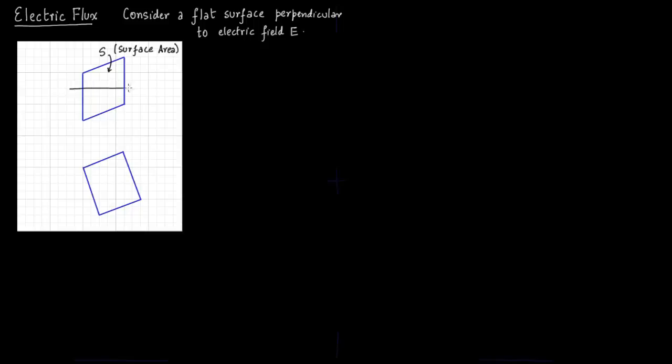and E is the electric field. So this surface is perpendicular to the electric field. So flux in this case is just magnitude of electric field times the surface area. But it could be the case that the surface area is not perpendicular to the electric field. So if the surface area is not perpendicular to electric field, we make it perpendicular.